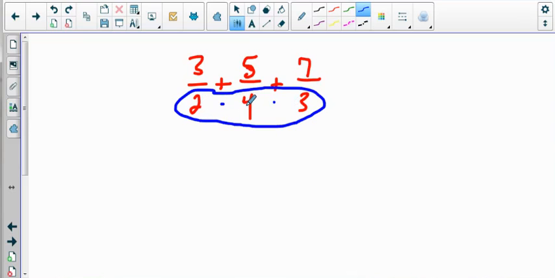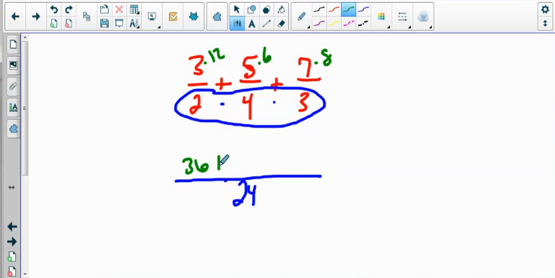2 times 4 is 8. 8 times 3 is 24. Or I could have said 6 times 4, or 2 times 12. Anyway, 24 is going to be the common denominator of all these. And then from there, what did I multiply 2 by to make it 24? I multiplied 2 by 12. What did I multiply 4 by to make it 24? I multiplied that by 6. And what did I multiply 3 by in order to make it 24? I multiplied that by 8. So 3 times 12 is 36. 5 times 6 is 30. And 7 times 8 is 56. So I just add all those together, and that's how you would do that.